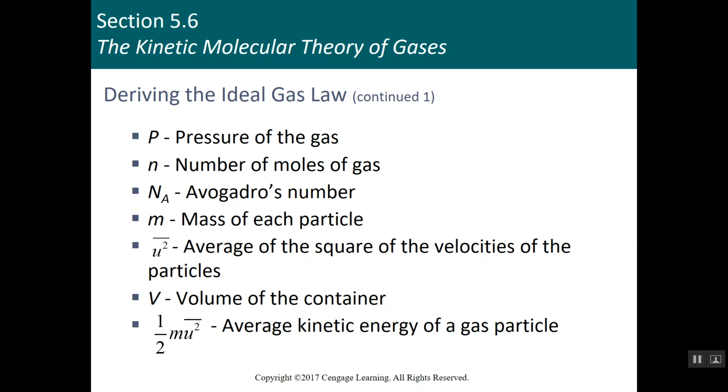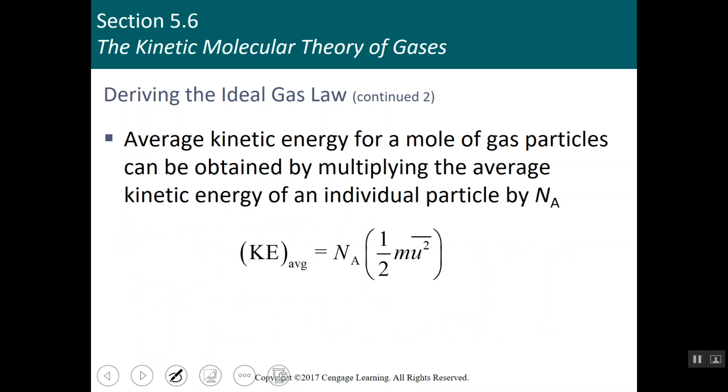Ideal gas law. And most of these variables you've seen before. The u squared with the line over the top of it is probably a new one to you. That's the average of the square of the velocities. And then if you've taken a physics course, this is the kinetic energy formula, with just a slight modification where you would have a velocity squared.